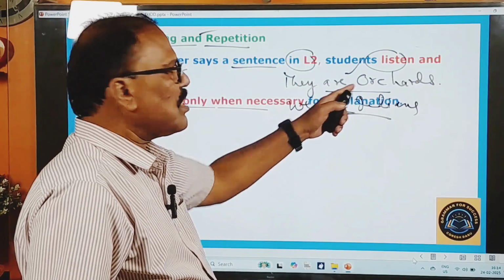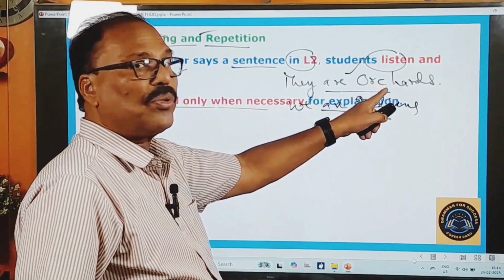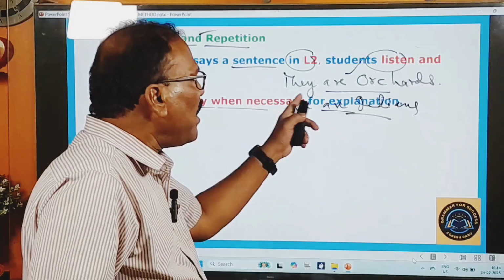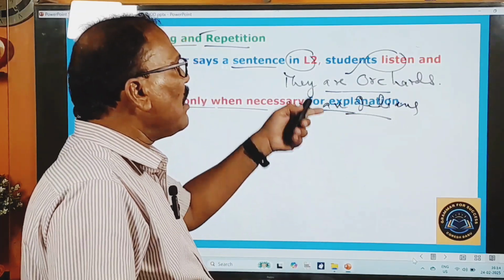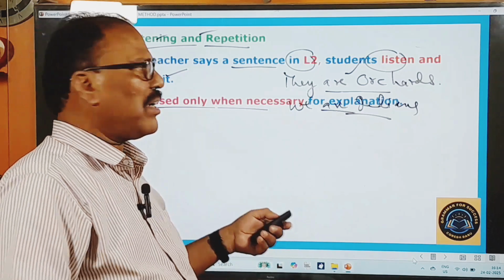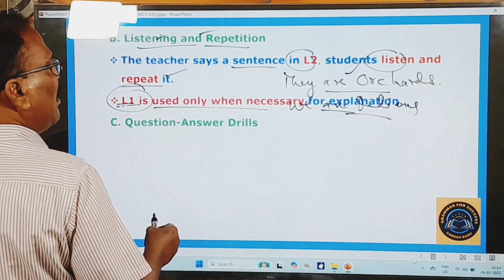And "they are orchards." Of course, you need some translation. "Avi pandla totalu." Orchards means the students may not understand. Then the teacher will explain this sentence in Telugu and they will understand the Telugu meaning, but they will practice it only in English. That is there, right?